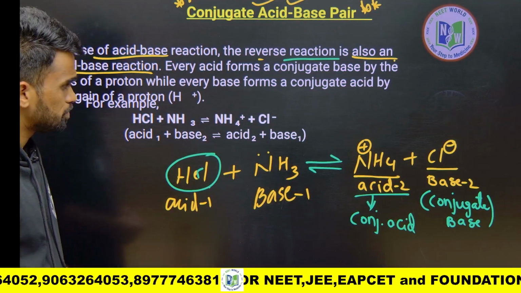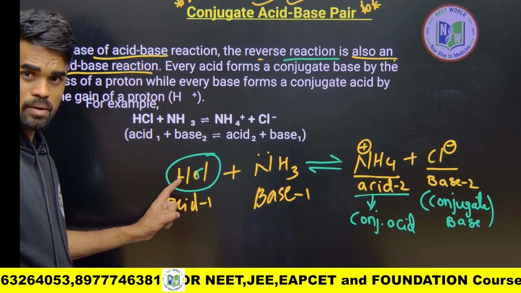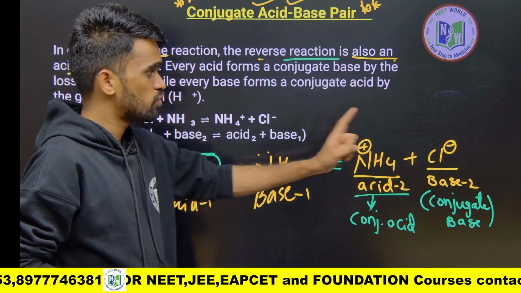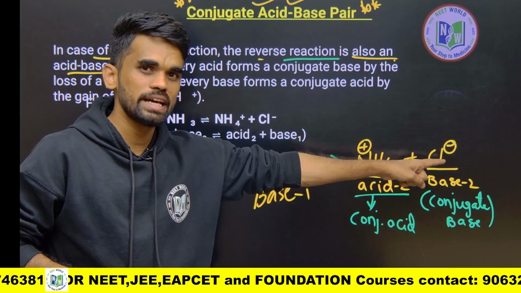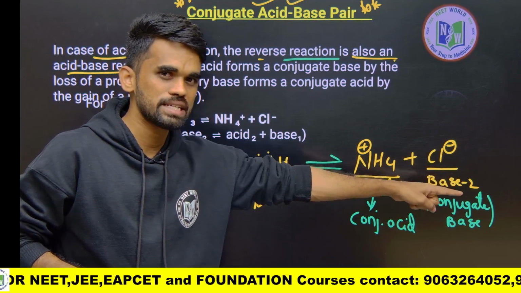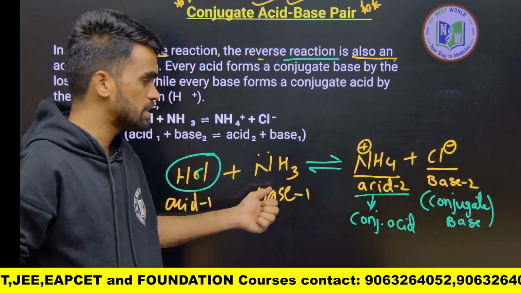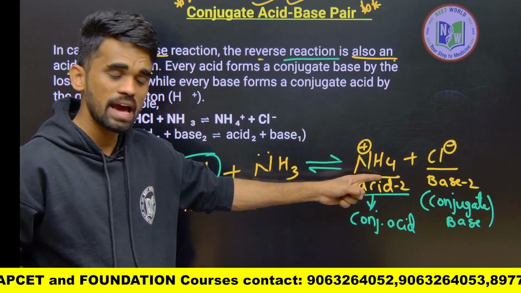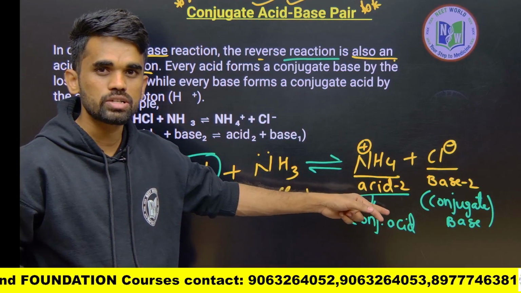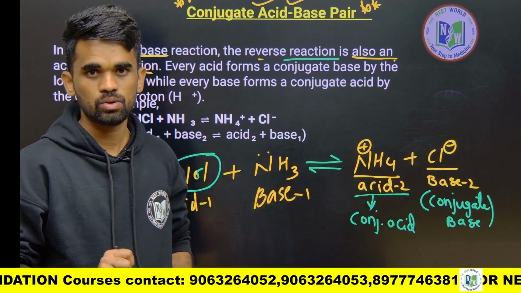Now this is an acid releasing H plus and forming a negative part. That negative part is called a base. What base exactly? Conjugate base. And this is accepting H plus and forming an acid. That acid should be called the conjugate acid. Hope it is clear. Okay.